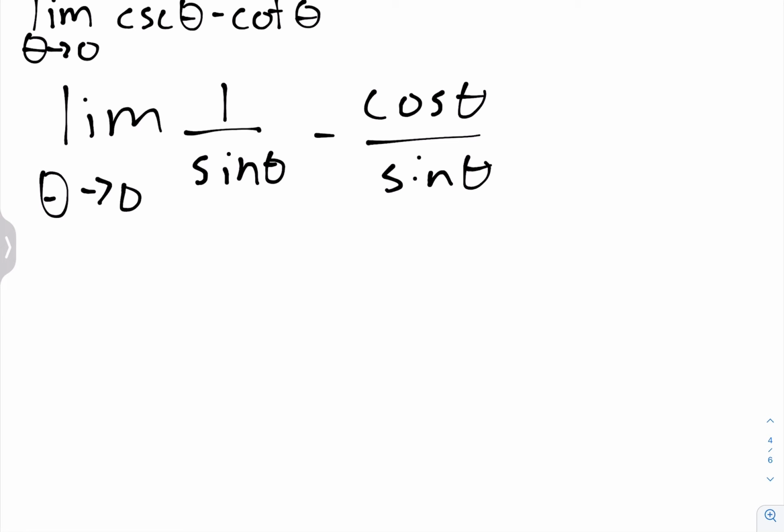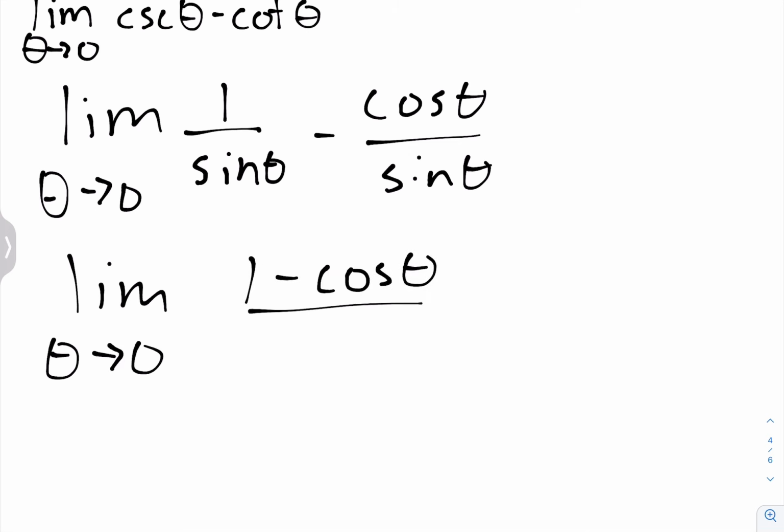So what we're going to do first, let's just see. We can make this one single fraction. So we're going to go the limit as theta approaches 0 of 1 minus cosine theta over sine theta. And we have to recognize that if we were to plug in 0 for theta right now, we would get 1 minus 1, right? Because cosine 0 is 1, and we're not going to be able to do that. So we're going to have to differentiate the top and the bottom here. So we're going to use L'Hopital's rule, differentiate the top and the bottom.